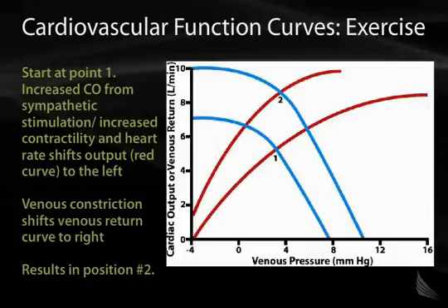Also during exercise, the patient will have venous constriction due to sympathetic outflow. This shifts the blue venous return curve to the right so that the new equilibrium point is at point 2. What you can see is that the cardiac output increases greatly from point 1 to point 2 in order to allow perfusion of all the target organs such as skeletal muscle and the heart.